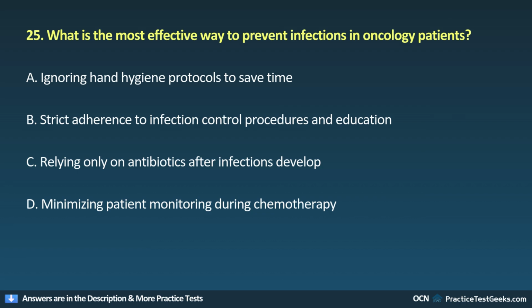25. What is the most effective way to prevent infections in oncology patients? A. Ignoring hand hygiene protocols to save time. B. Strict adherence to infection control procedures and education. C. Relying only on antibiotics after infections develop. D. Minimizing patient monitoring during chemotherapy.